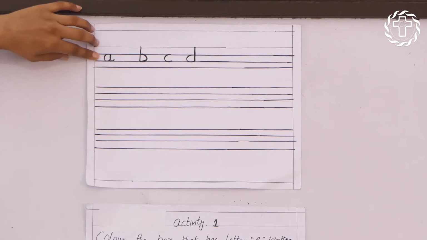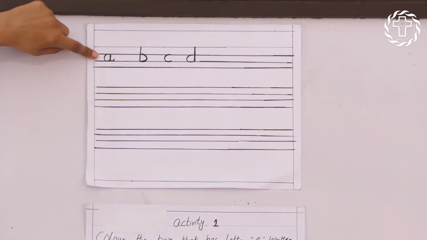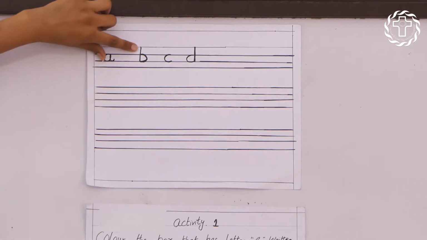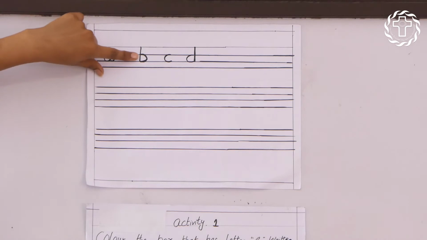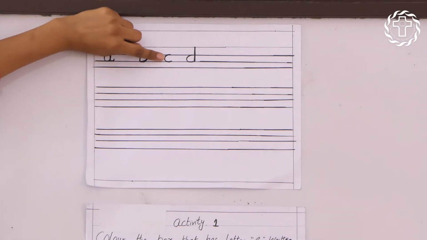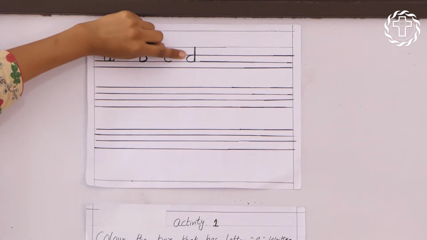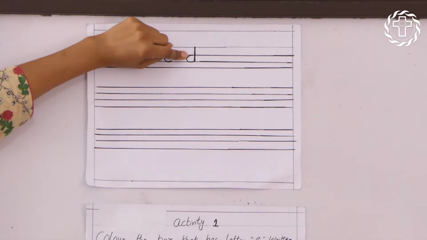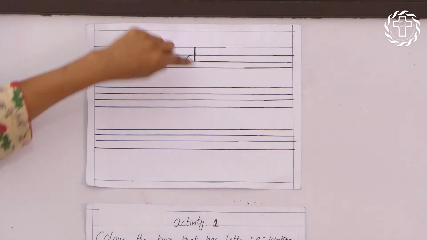This letter is letter A and the sound of A is A. This letter is letter B and the sound of B is B. This letter is letter C and the sound of C is K. This letter is letter D and the sound of D is D.